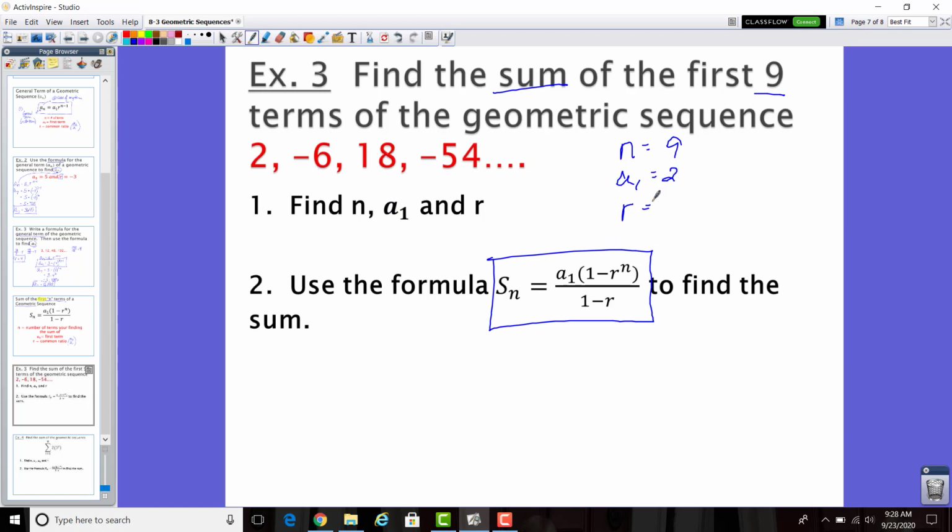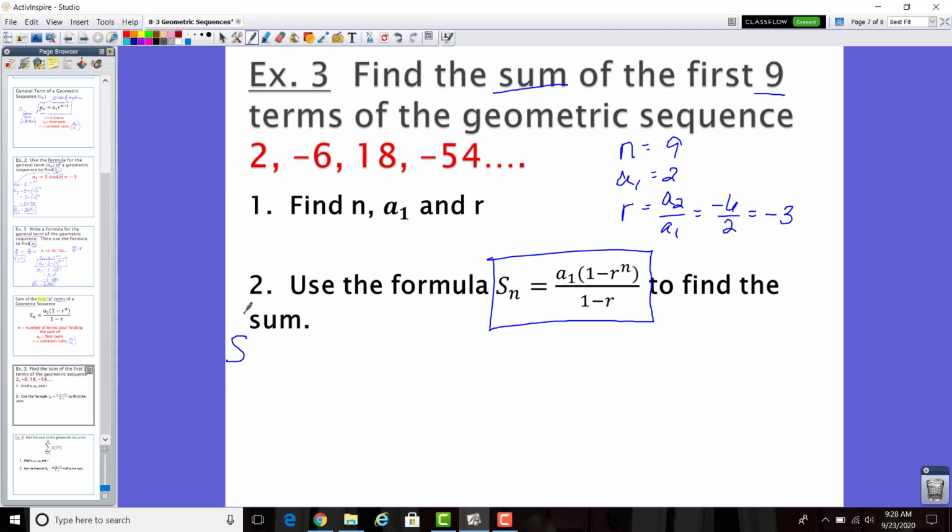R isn't given, but I can calculate it. Remember, a sub 2 divided by a sub 1. So negative 6 divided by 2 gives me a common ratio value of negative 3. Once I have those 3 values, I can simply plug them into the formula and follow the order of operations. This formula is a little bit more complicated, and you will need to do things step by step.